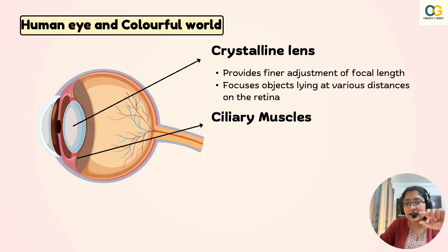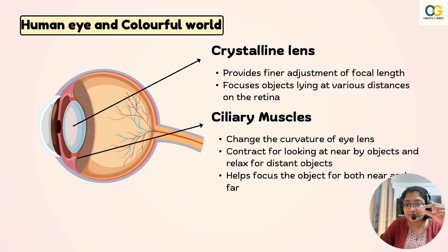This focusing happens with the help of the ciliary muscles which are present on the side. These muscles change the curvature of the lens, so they make it bulged or small. That changing curvature of the lens helps you focus on the object that you want to see. The ciliary muscles contract for looking at nearby objects and relax for looking at distant objects. It helps focus on both near and far objects.